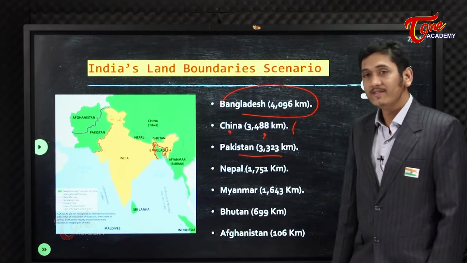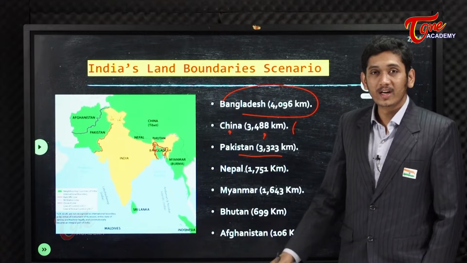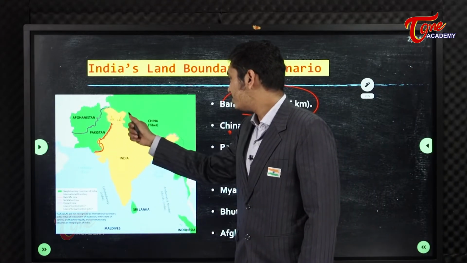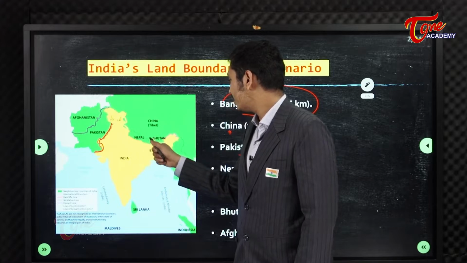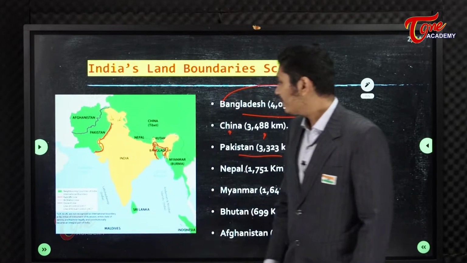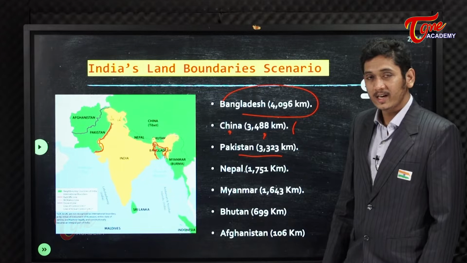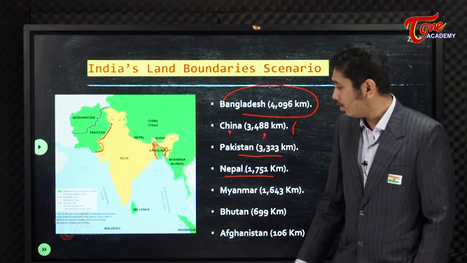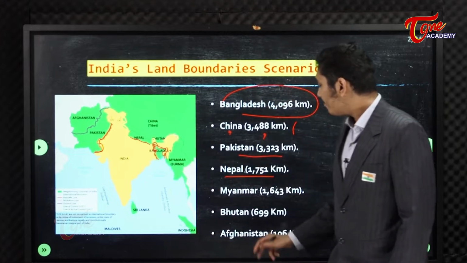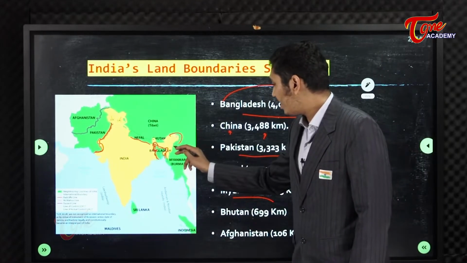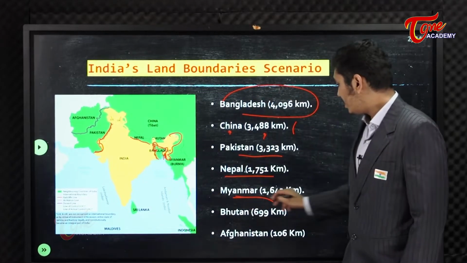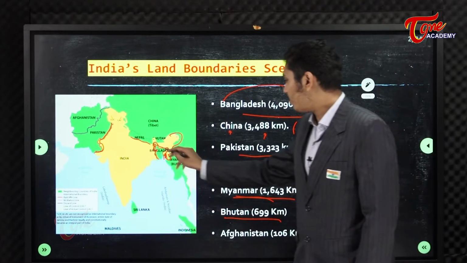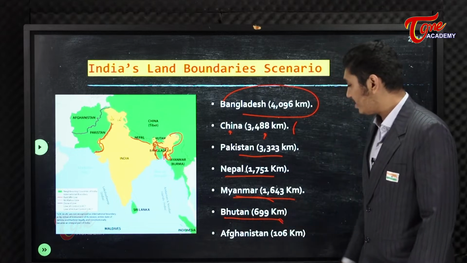Next is Pakistan. We share around 3,323 kilometers. This is our Indo-Pakistan border, and this is our Indo-China border with LOC here and here. Okay, we have disputed areas with India and China. Next, we have an open border of 1,751 kilometers with Indo-Nepal, and with Myanmar we have a border ranging in northeast India, that is for 1,643, and Bhutan, it is the smallest state, we have 699 kilometers.